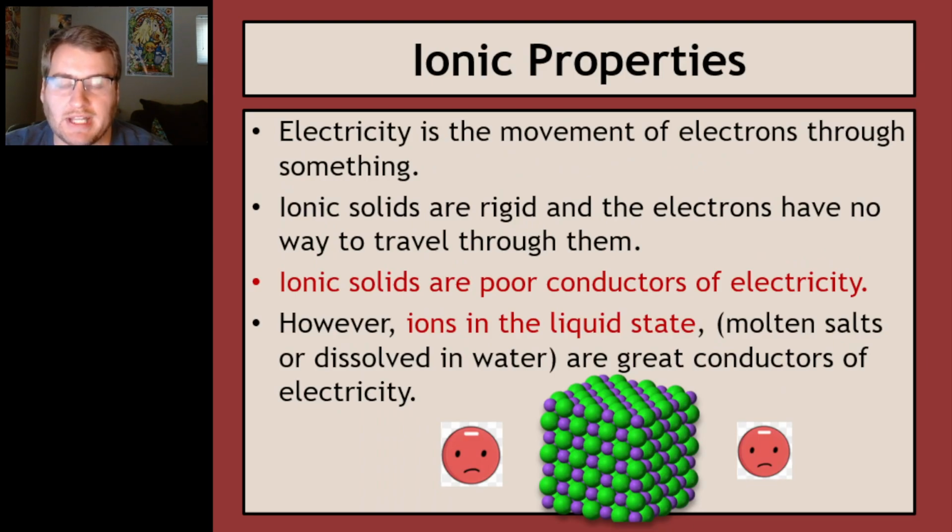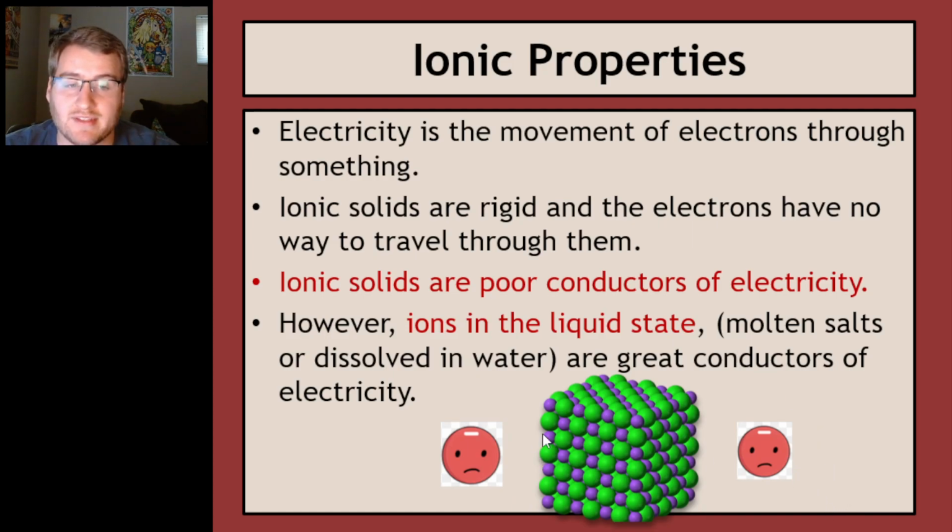Electricity is the movement of electrons through something. Ionic solids are rigid, and the electrons have no way to travel through them. Okay, so here I have two electrons. They're trying to meet each other on one side or the other, but there's just no room for them to kind of fit through this very solid structure. The ions in this solid don't move. Because of that, electrons can't move through it.